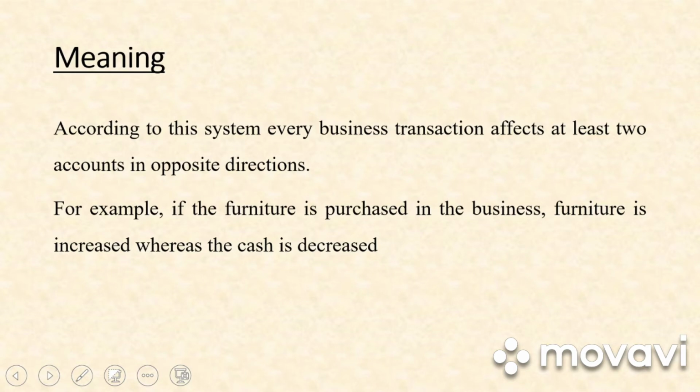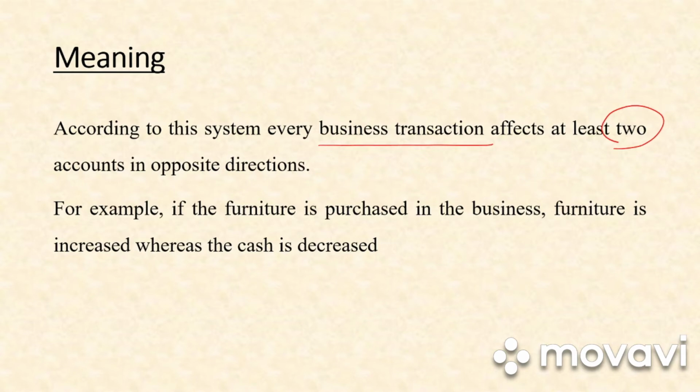So first, what do we mean by double entry system? According to this system, every business transaction affects at least two accounts in opposite direction. So double entry system is nothing but every transaction of the business will have two effects, but in the opposite direction. That is, one will be debit and one will be credit.